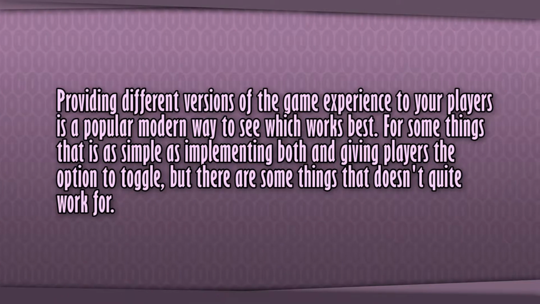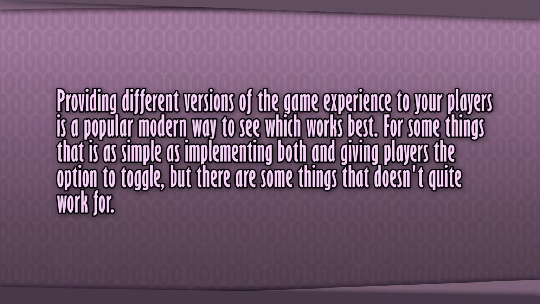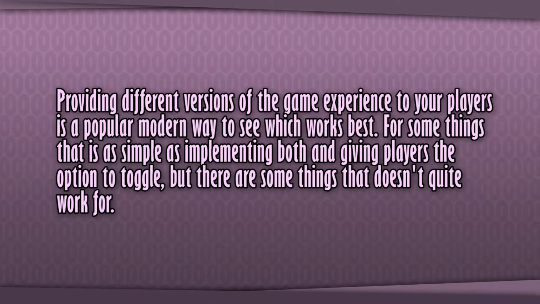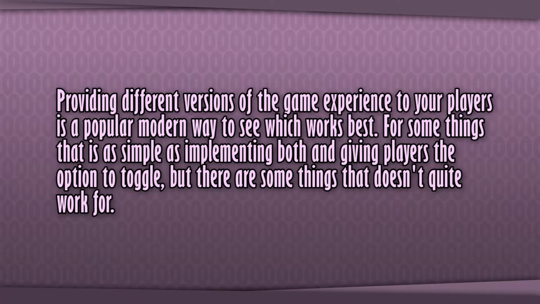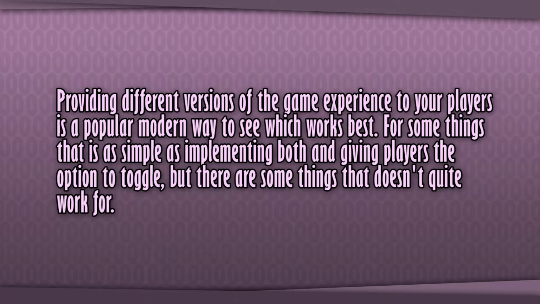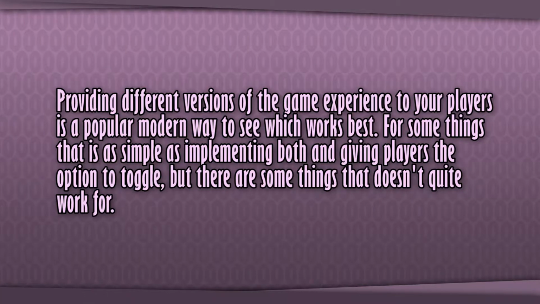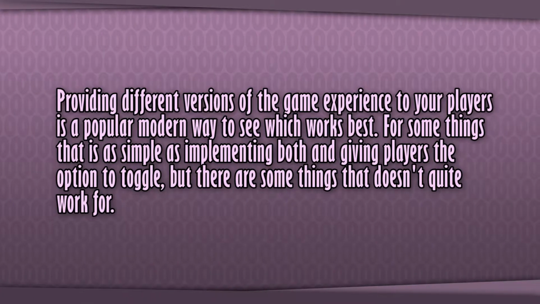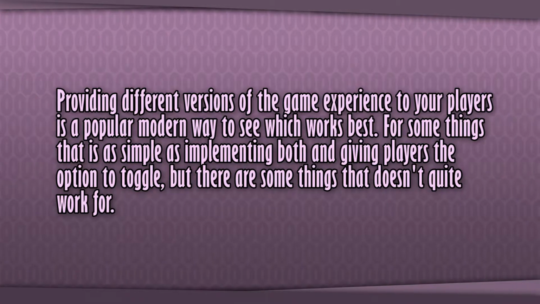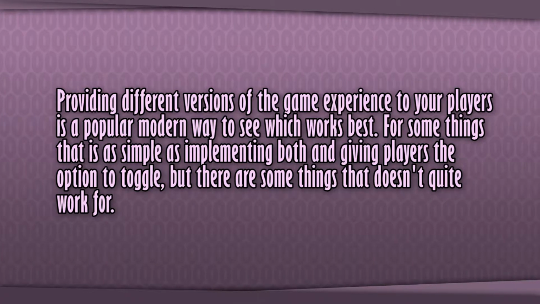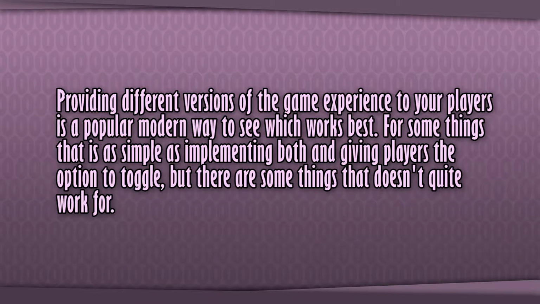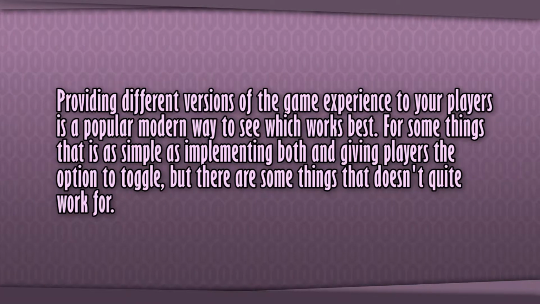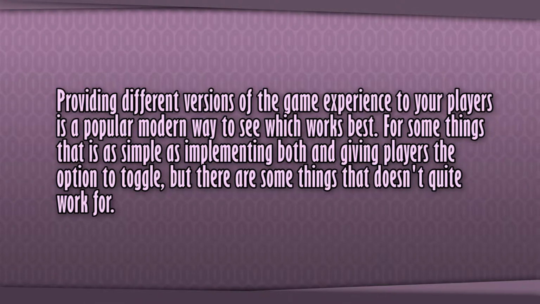Providing different versions of the game experience to your players is a popular modern way to see which way works best. For some things, that's as simple as implementing both and giving players the option to toggle, but there are some things that this doesn't quite work for, like in your FTUE, which I spoke about 3 weeks ago, or before a player even picks up your game. In some cases, we also don't want to be quite as obvious. We want the game to be a directed experience, but we're not sure which directed experience will test better. How do we accomplish our goal in these situations?